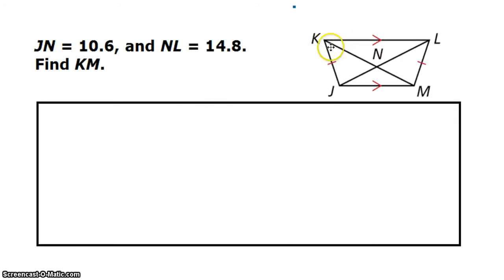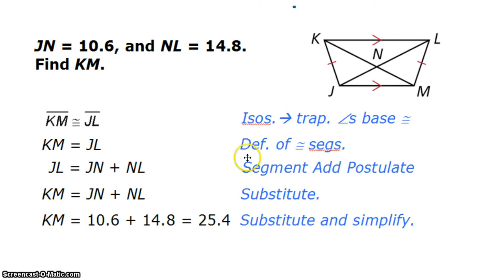Can we find KM? We know that JN is 10.6 and NL is 14.8. Can you find the other diagonal KM? Well, this is an isosceles trapezoid. So if we can find JL, then we can find its congruent diagonal KM. JL is made of JN plus NL, right? 10.6 plus 14.8. So we have 25.4. So KM must be 25.4. Very good.